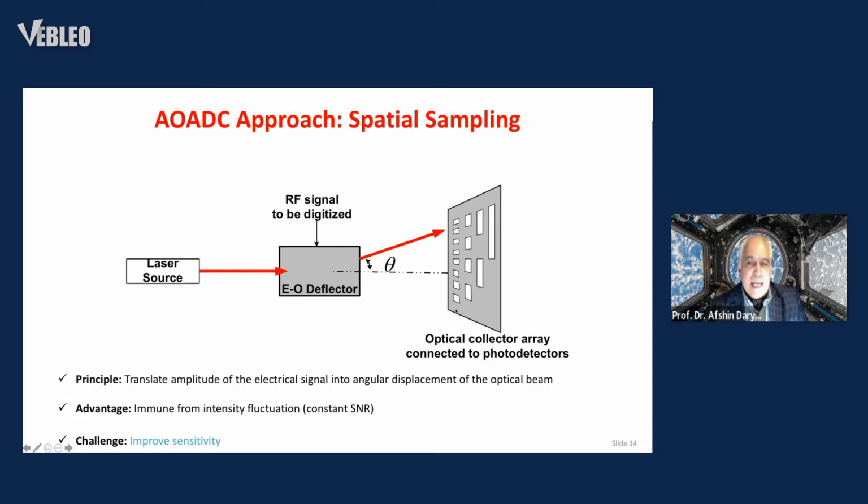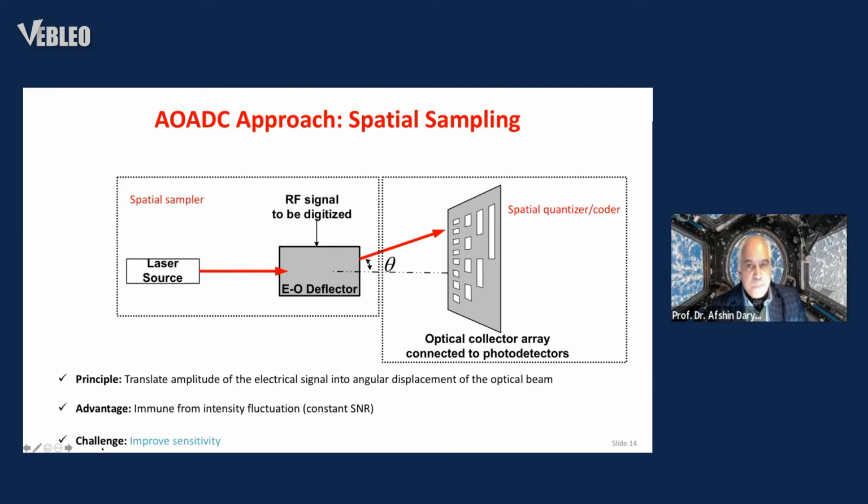In this case, I'm showing the optical apertures for 4 bits of resolution. You can imagine that we can increase the number of optical apertures to as many as 10, and rather than having a binary code, you can also make that in the form of a gray code. The key aspect is to make sure that the electro-optic deflector has an improved sensitivity.